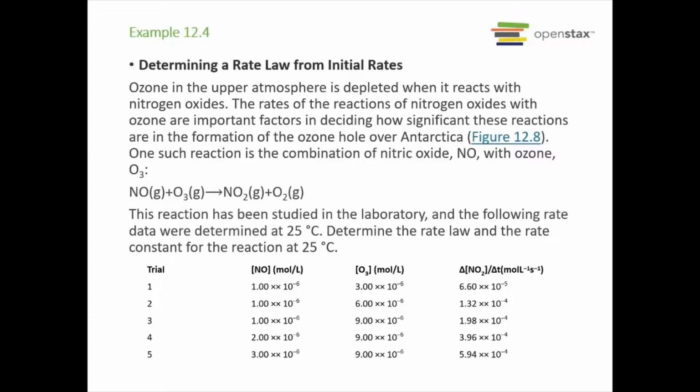So let's look at this example a little bit more. Ozone in the upper atmosphere is depleted when it reacts with nitrogen oxides, NO or NOx. The rates of the reactions of NOx with ozone are important factors in deciding how significant these reactions are in the formation of the ozone hole over Antarctica. One such reaction is the combination of nitrogen oxide, NO, with ozone, O3, and we're given our reaction. This reaction has been studied in the laboratory, and the following rate data were determined at 25 degrees Celsius. Determine the rate law and the rate constant for the reaction at 25 degrees C.